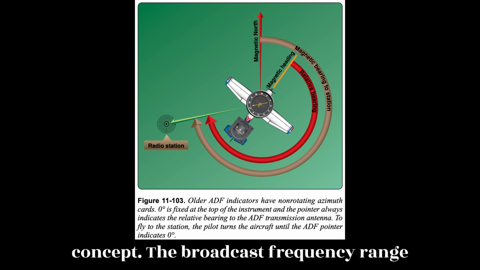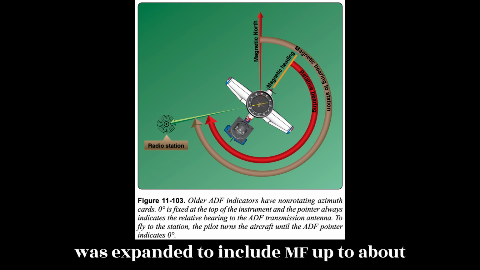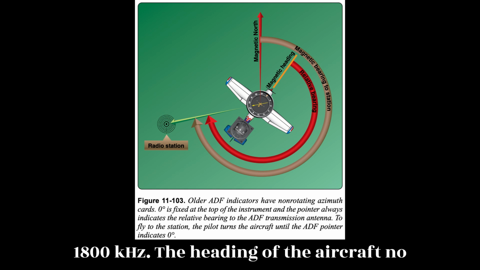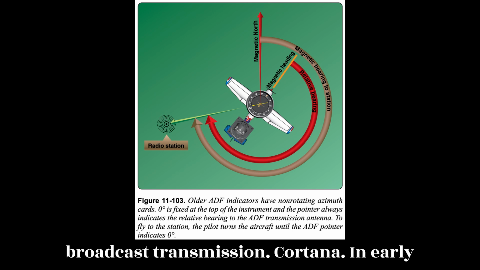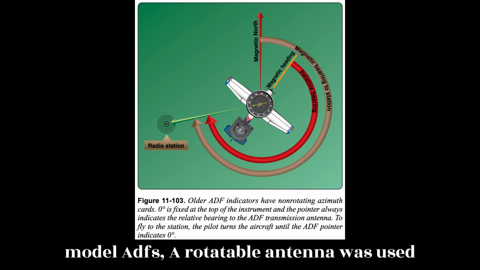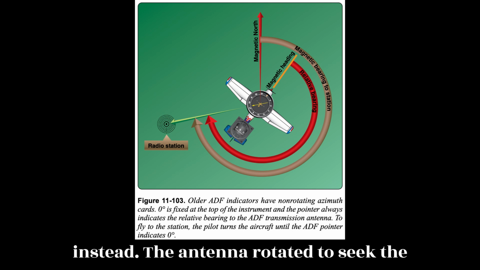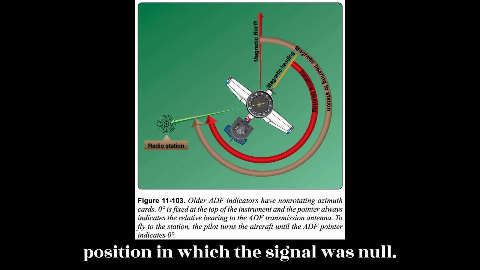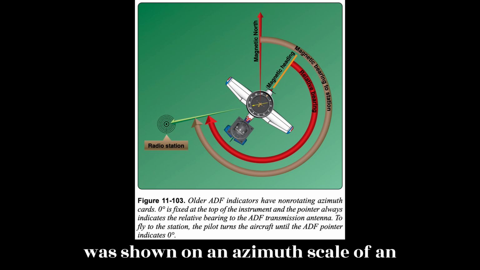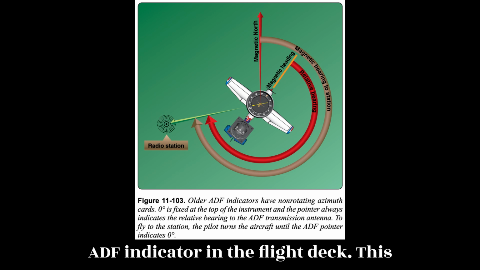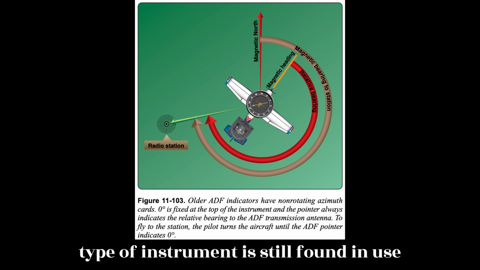The broadcast frequency range was expanded to include MF up to about 1,800 kHz. The heading of the aircraft no longer needed to be changed to locate the broadcast transmission antenna. In early model ADFs, a rotatable antenna was used instead. The antenna rotated to seek the position in which the signal was null. The direction to the broadcast antenna was shown on an azimuth scale of an ADF indicator in the flight deck. This type of instrument is still found in use today.